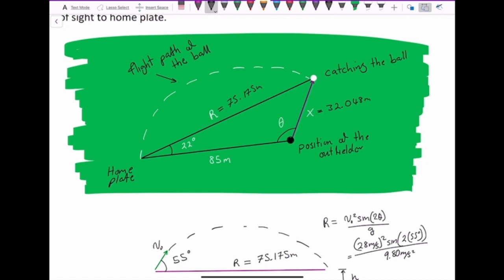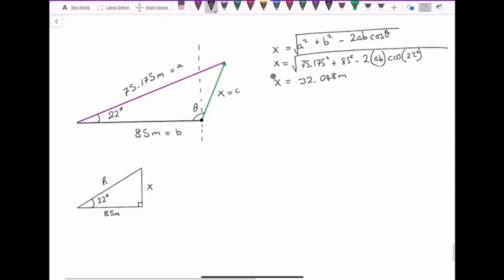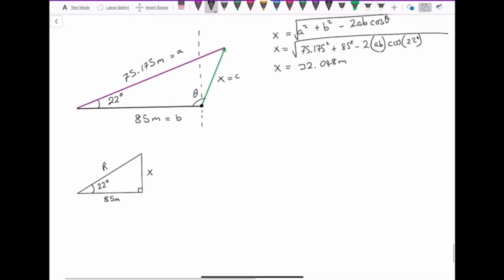So x is now equal to 32.048 meters. We would like to find the angle theta at which the outfielder should run to catch the ball. The angle theta at which the outfielder should run is found by the law of sines. Well, before we find the angle theta, let's use this smaller triangle to approximate how large or how small that angle should be. We have the range.